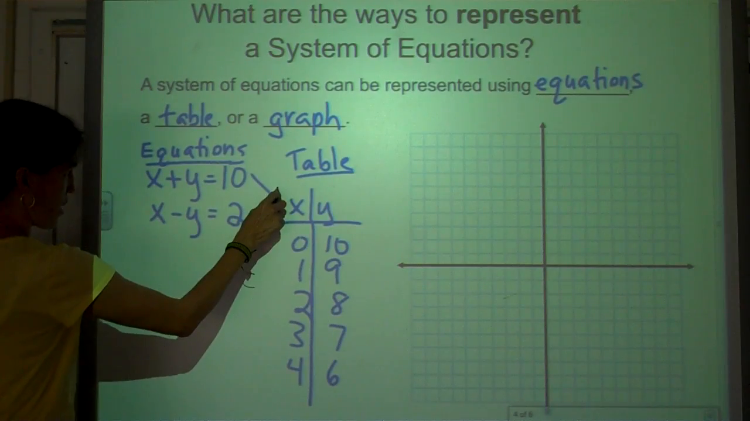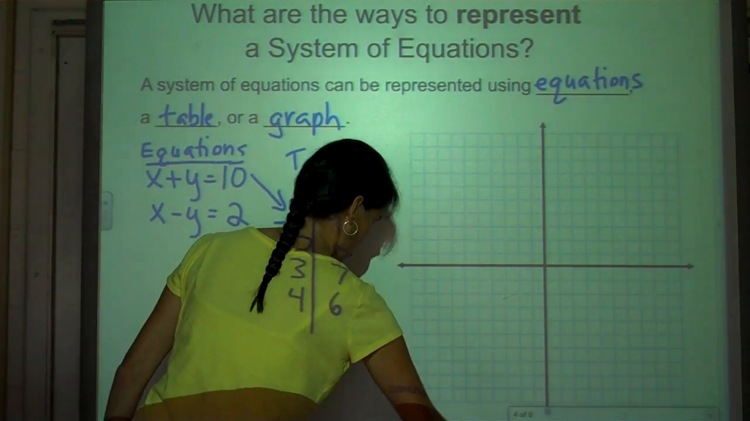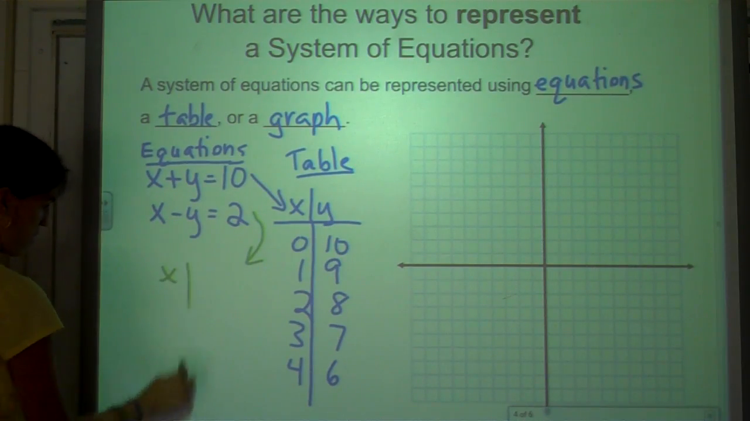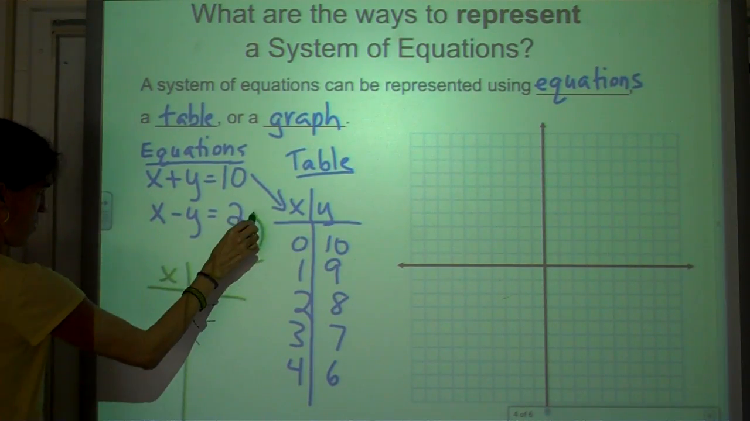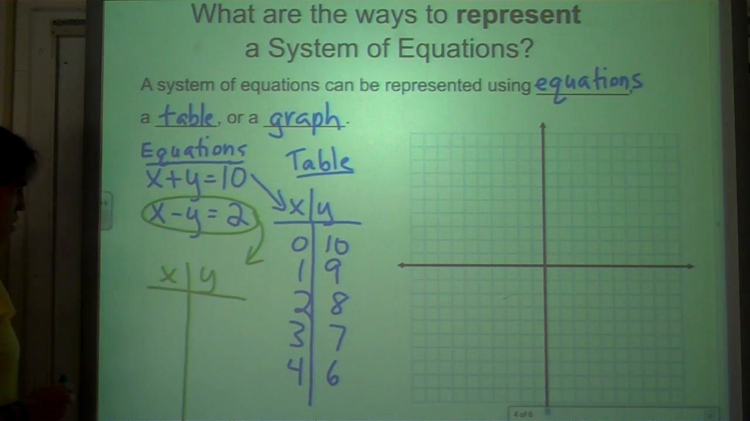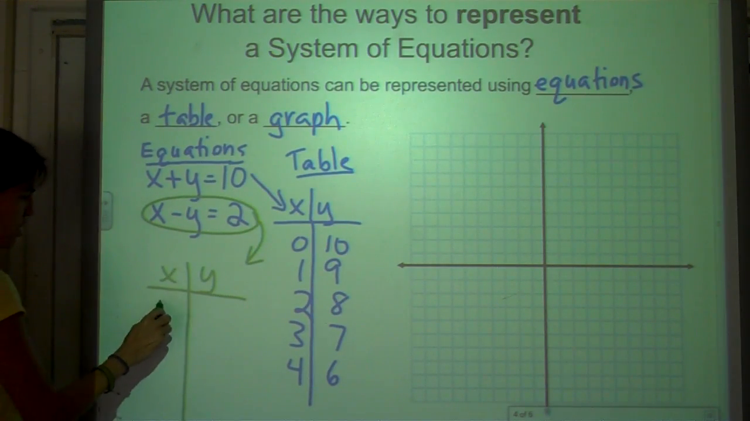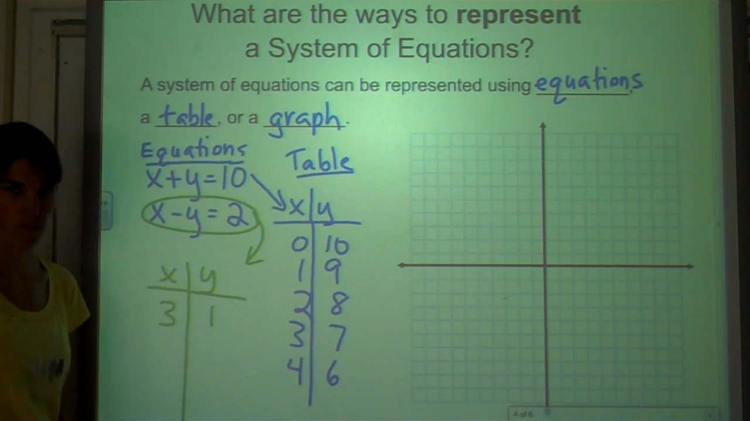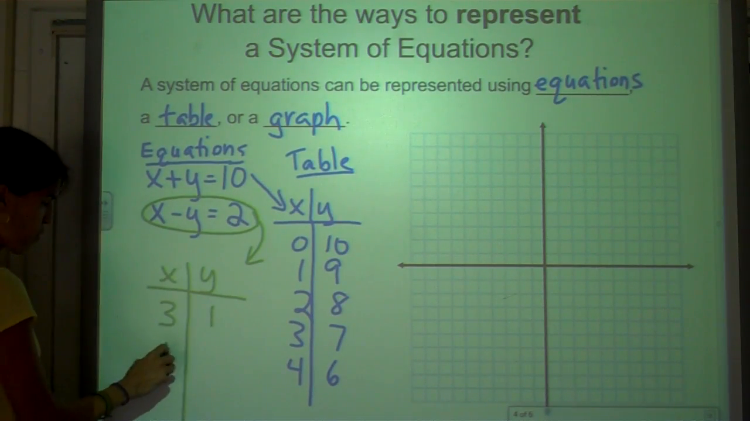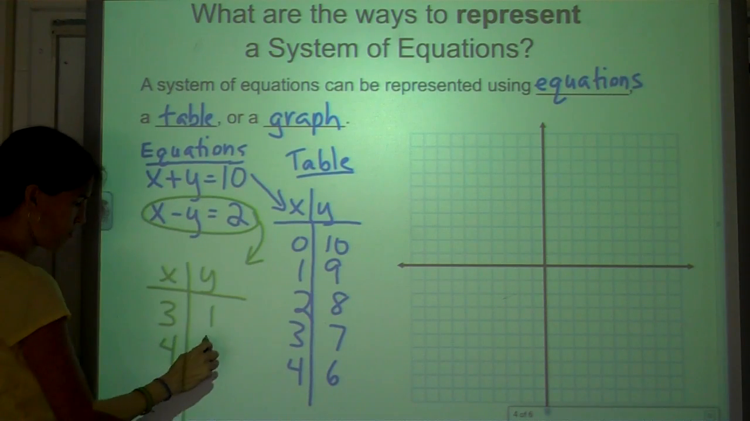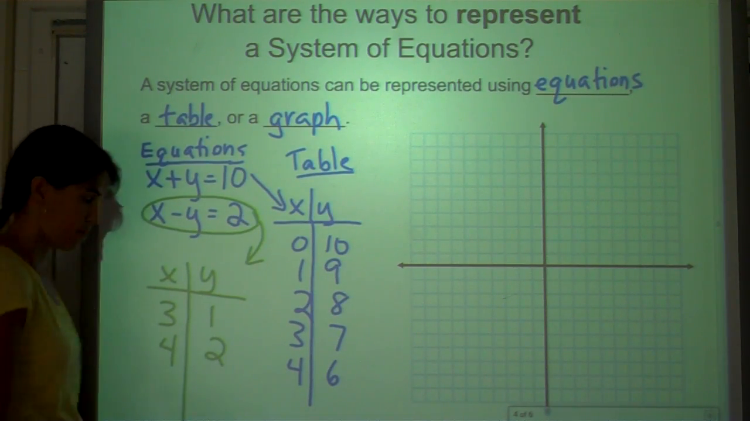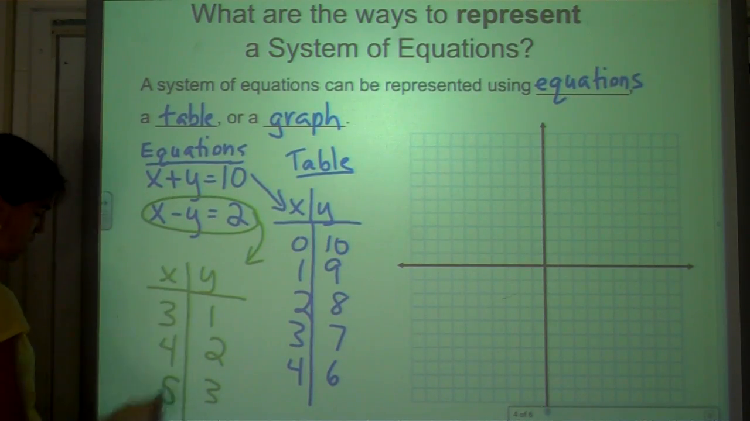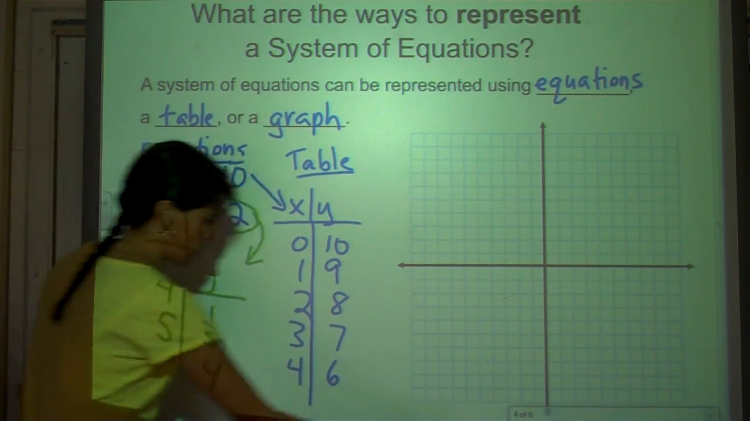And that's for this equation right here. I guess I'll use a different color, so maybe you can figure out. Okay, I'm going to do my table for this one right here. So if I put a 3 in for x, 3 minus what number gives you 2? 1. If I put a 4 in for x, 4 minus what number gives me 2? 2. And 5 minus 3 gives me 2, and 6 minus 4 gives me 2.